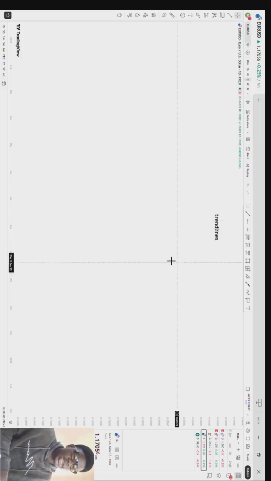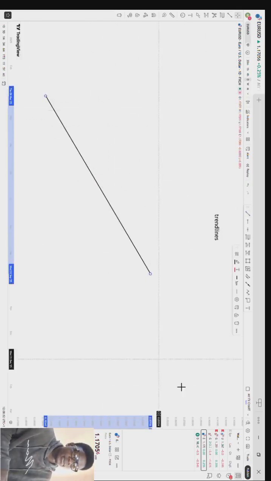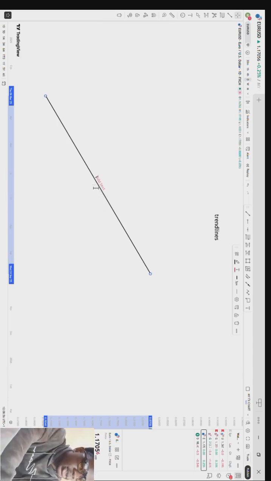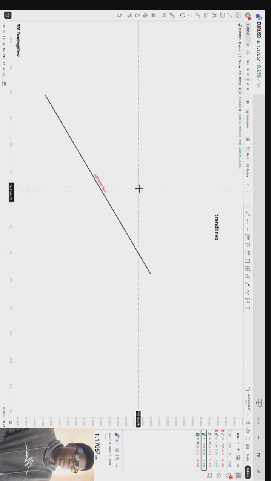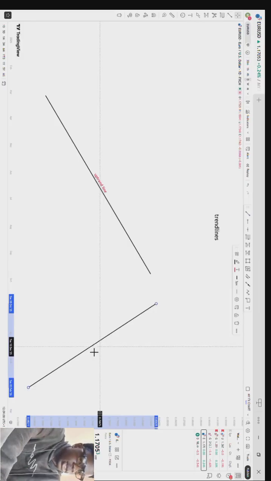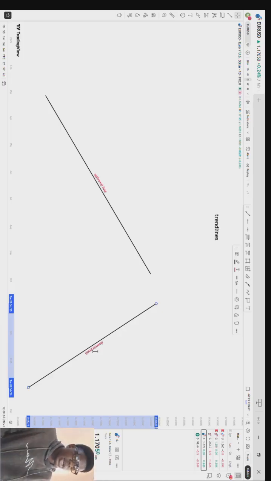We all know a trend line that is going up like this is an uptrend line. Then we have a downtrend line. Good. Now we have seen this.